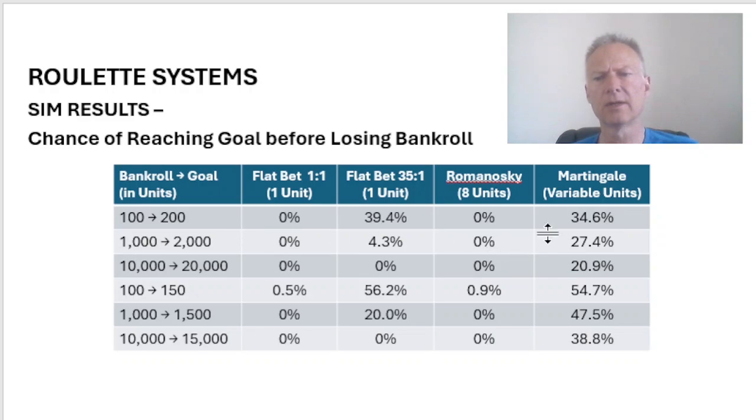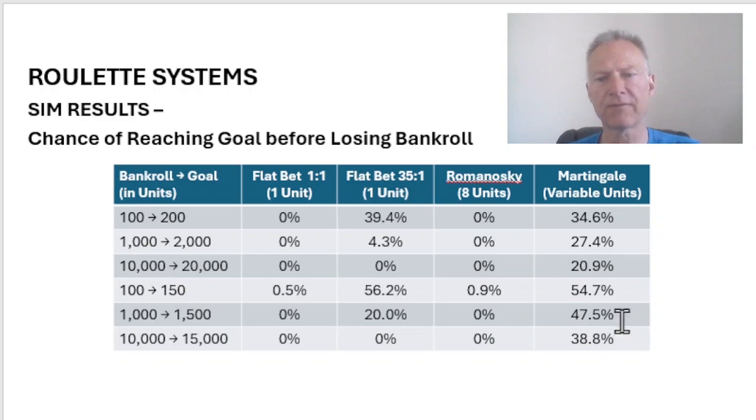In other words, if it were able to overcome the house advantage, your chance of getting from 100 to 200 should be 50% or more. You should have a 50% chance of gaining 100 if you have a 50% chance of losing 100. That would be a fair system. That's not true here. These numbers are below 50% up here where I'm trying to double the bankroll. Down here, the bottom 3 rows, I'm not trying to double the bankroll. I'm only trying to increase it by 50%.